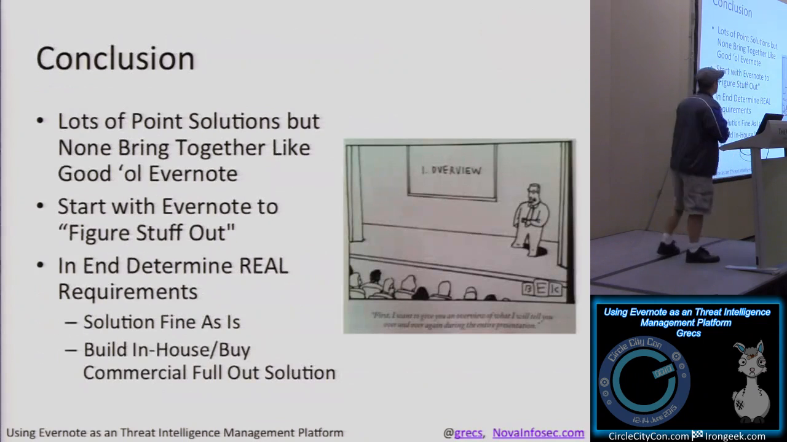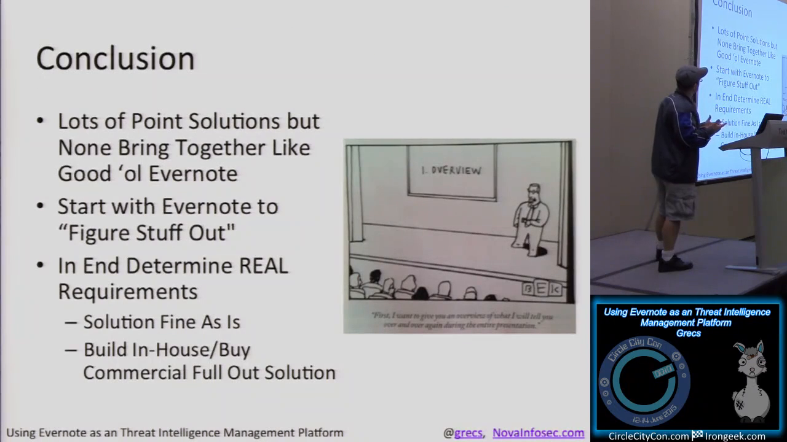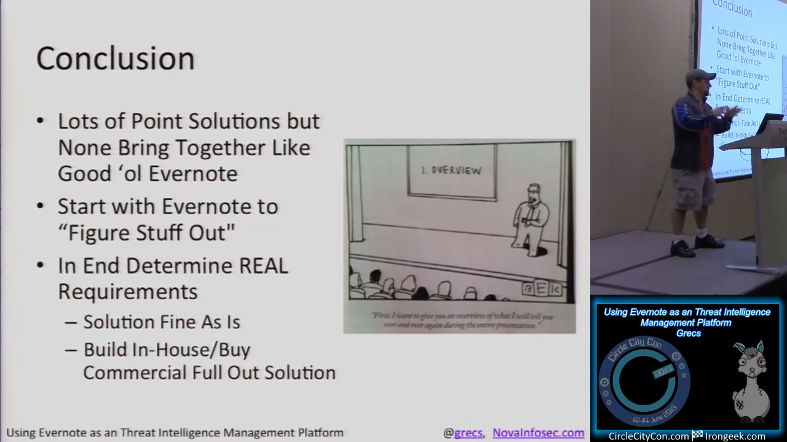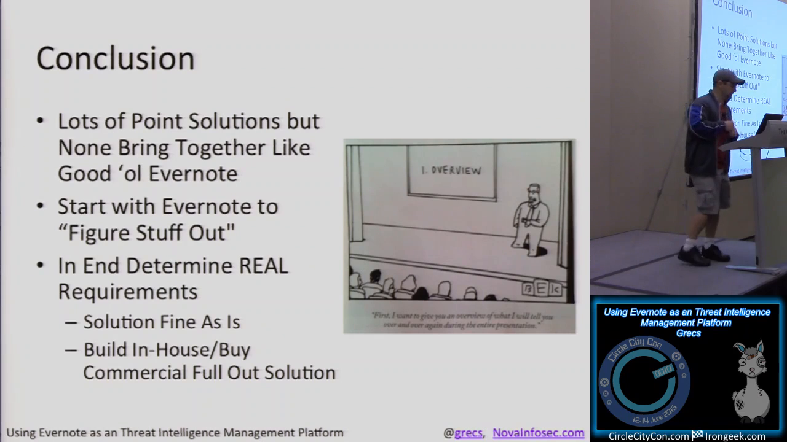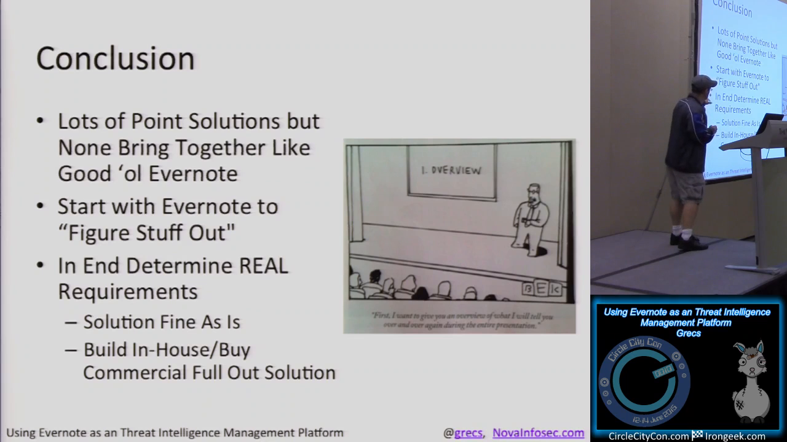But in summary, there are lots of point solutions for solving some of the different problems that I talked about, but none of them bring them together in one place where you can use that data. So as I said, start with something simple, quick and dirty, and the example that I gave here was with Evernote. But the goal is, in the end, to determine what your real requirements are, to understand the real problem that you're facing. A lot of times, maybe that solution is fine as it is. But worst case scenario, you identify the gaps that you have, and you can either build in-house or maybe bring in and configure a commercial solution, like from a threat intel provider, to solve that problem.